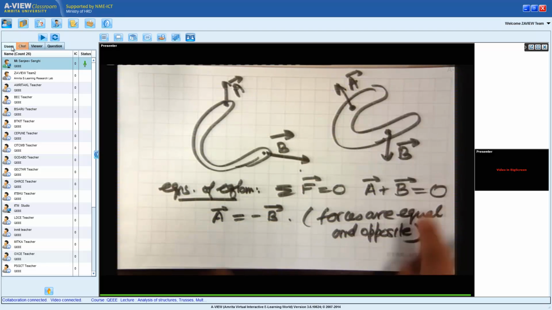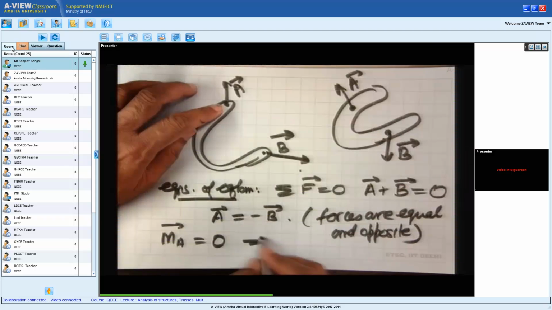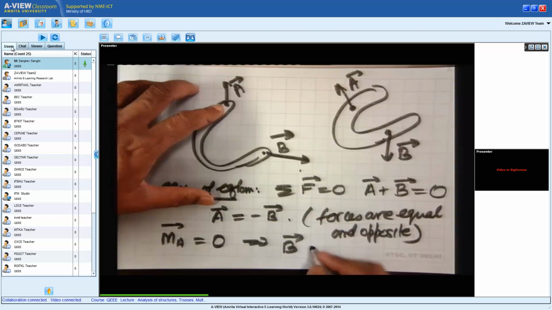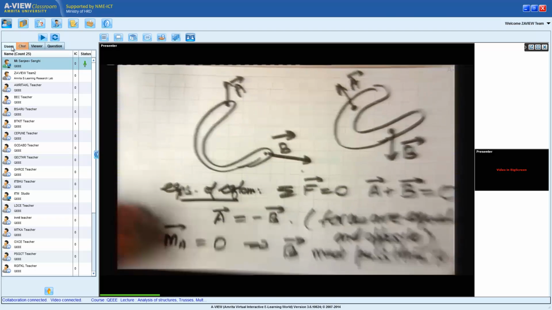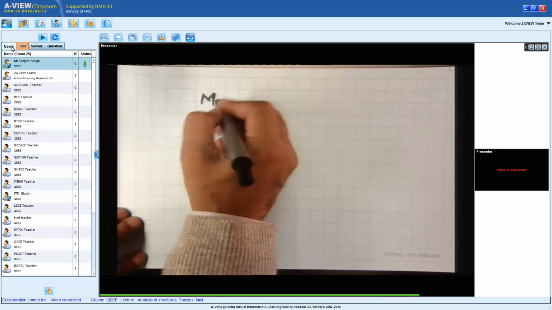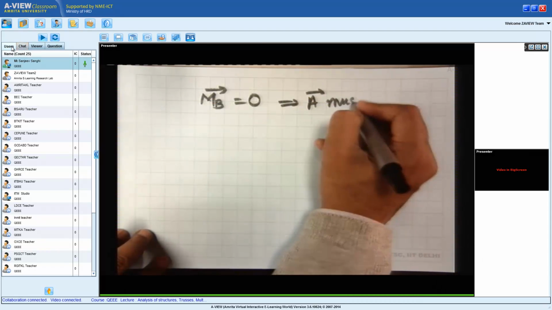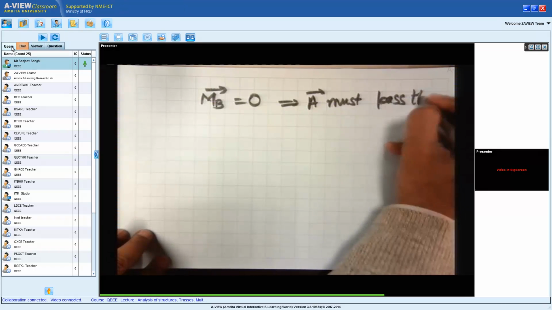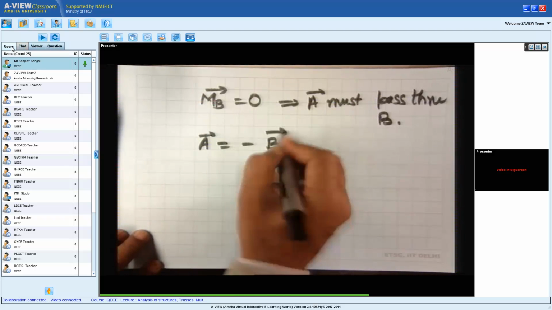So the first equation of equilibrium tells me A plus B is equal to 0. And the second one, if I take moments about A is equal to 0, that means the force in B must pass through A. Only then the moment about point A is equal to 0. When I take moments about B is equal to 0, this will give me the force A must pass through B. But we know that A and B are parallel.